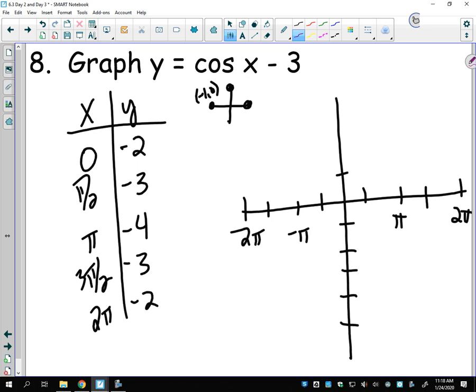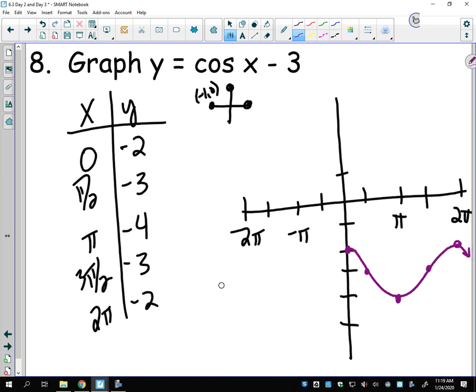This is an even function. So when I'm done, it should look like a W. So at 0, it's at -2. At pi halves, it goes to -3. At pi, it goes to -4. Then it goes back to -3 and up to -2. And it looks sort of like this.